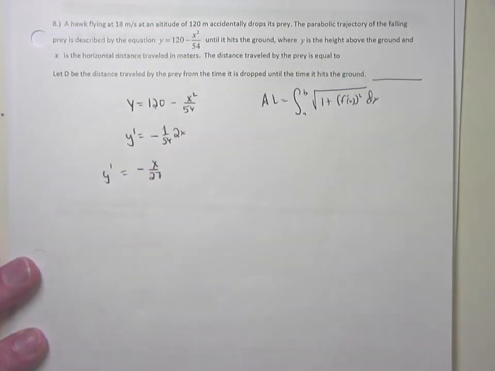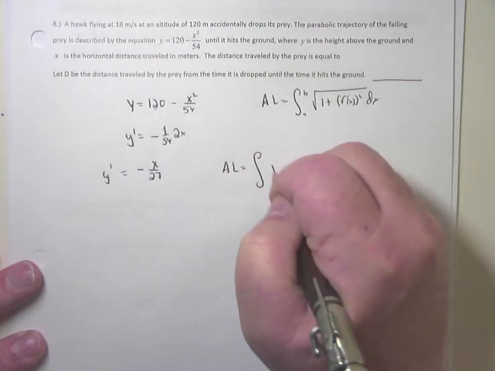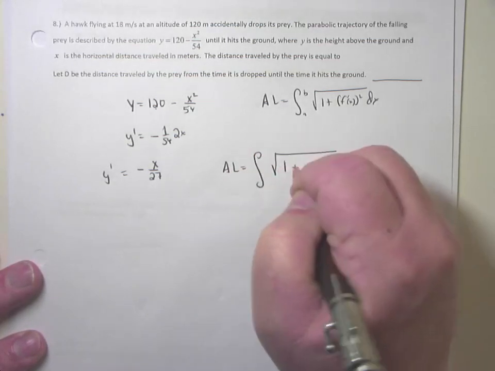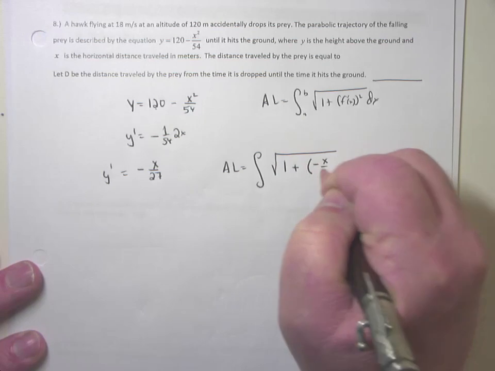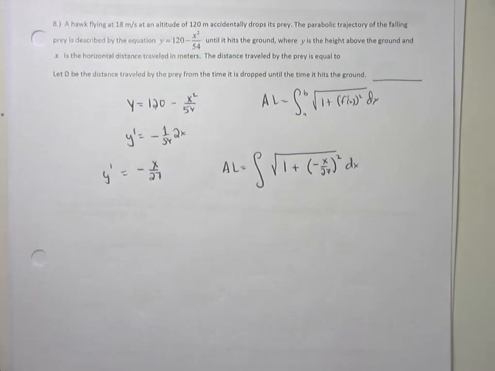There's my derivative. So my arc length would be equal to the integral of the square root of 1 plus negative x over 27 squared dx. Does that make sense? What's missing in terms of this formula? Because I've got it. All I got to do is just crunch this thing out. The bounds. I got to figure out what the bounds are.